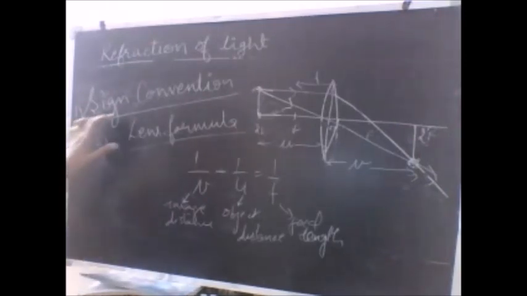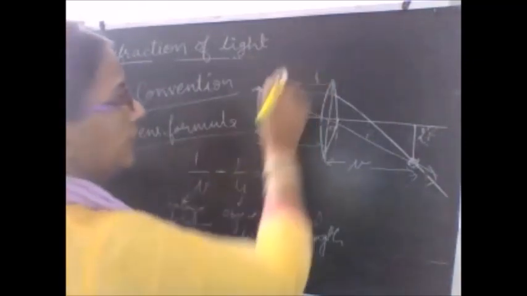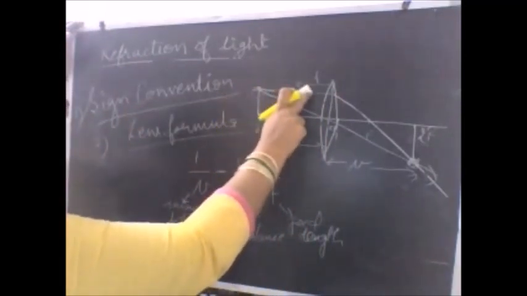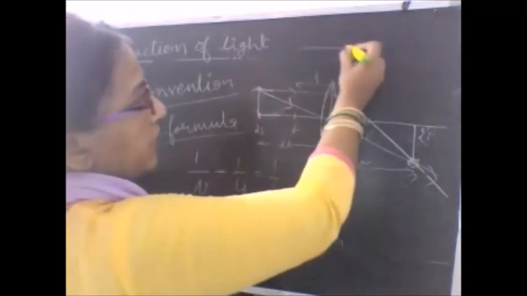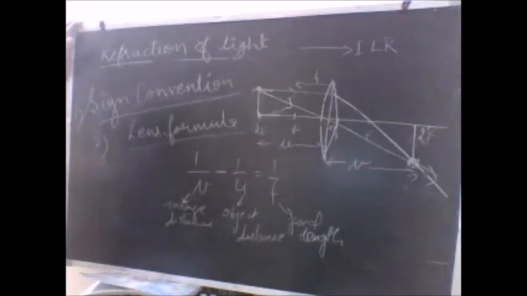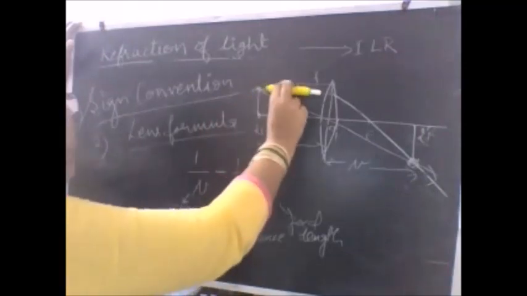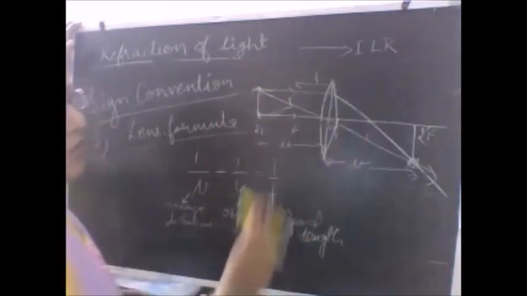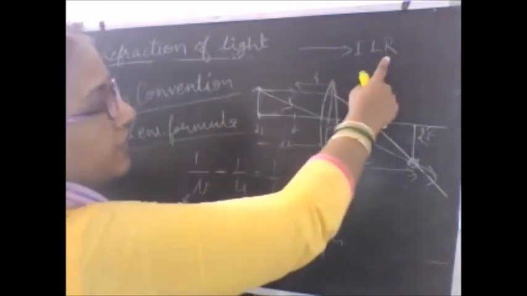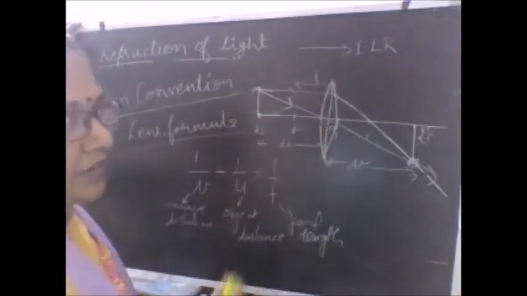So let us apply the sign conventions. The very first thing that we have to see in the sign convention is the direction of the incident light ray. Isn't it that the light is traveling in this particular direction, from left to right? So this is the direction of the incident light ray. Light is going from left to right. All the distances which are measured in the direction of the incident light ray are positive, and all the distances which are measured opposite to the incident light ray are negative.